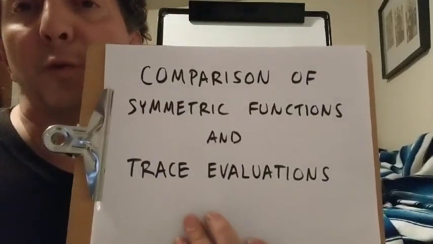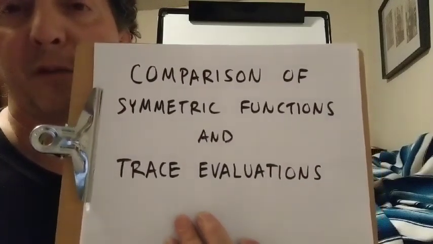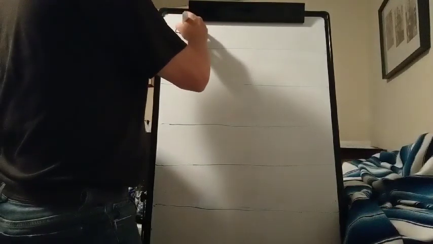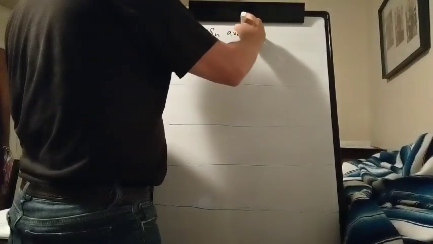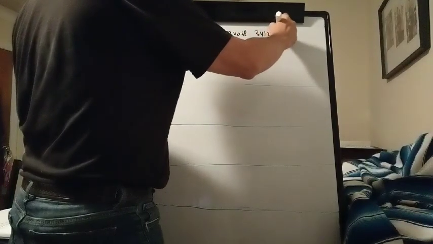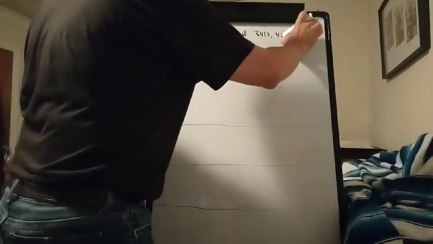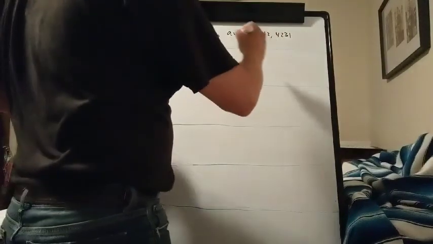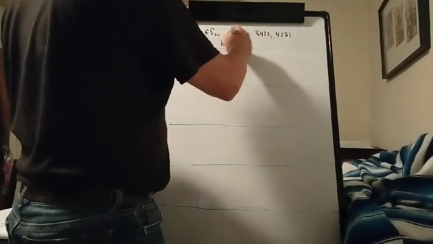Let's take a second to review what we know about symmetric functions and trace evaluations and compare and contrast. So let's let w in S_n avoid the patterns 3412 and 4231, and let's let mu and lambda be partitions of n.